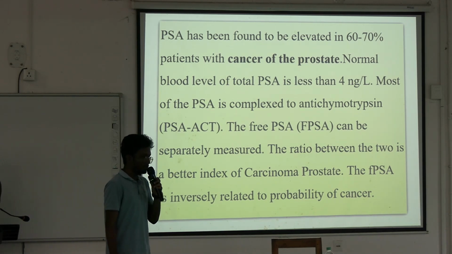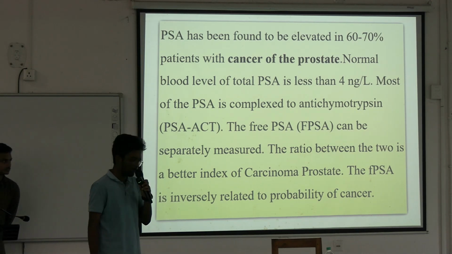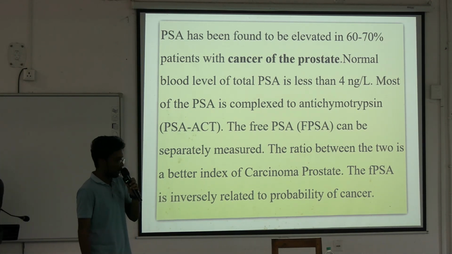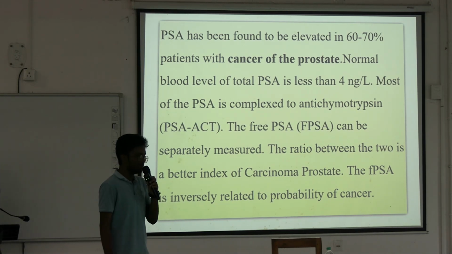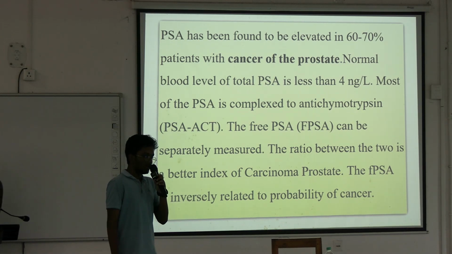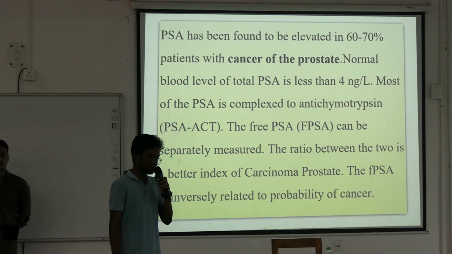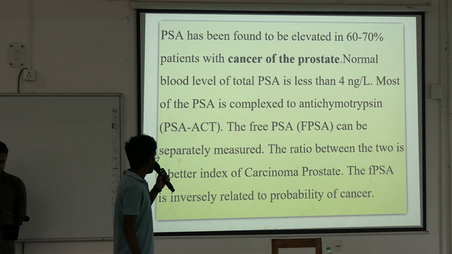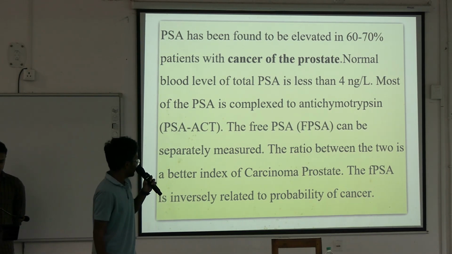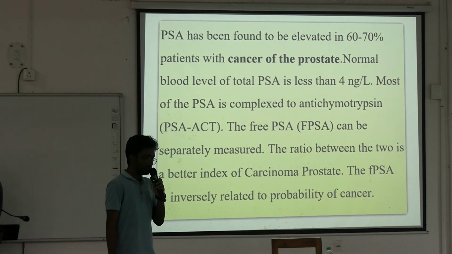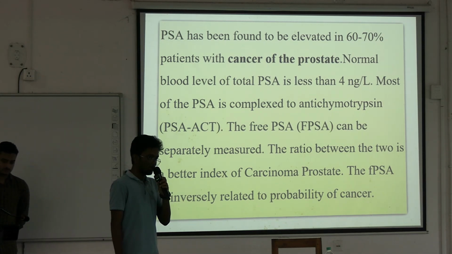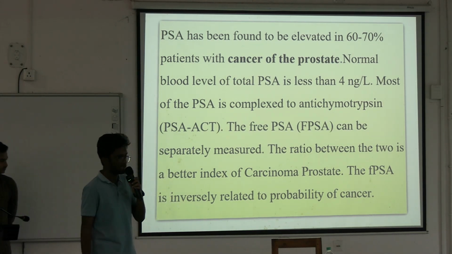Most of the PSA is complexed with alpha-1 antichymotrypsin. The free PSA can be measured separately. The ratio between the two is a better index for carcinoma prostate. The free PSA is inversely proportional to the probability of occurrence of prostate cancer.